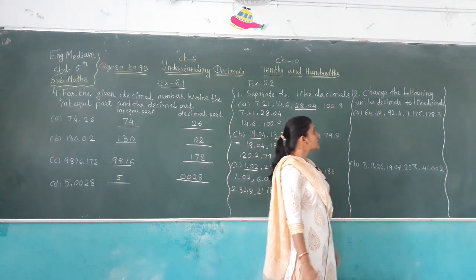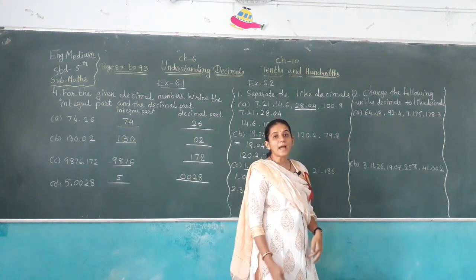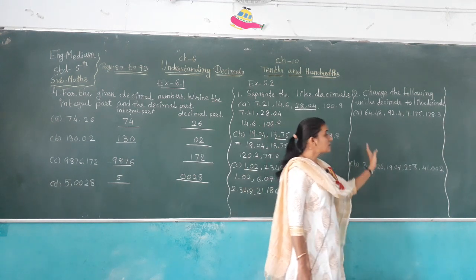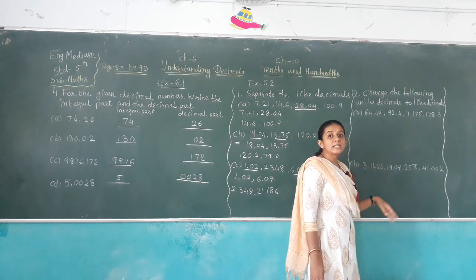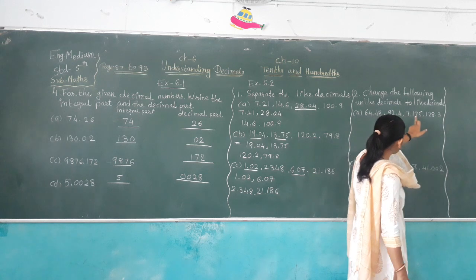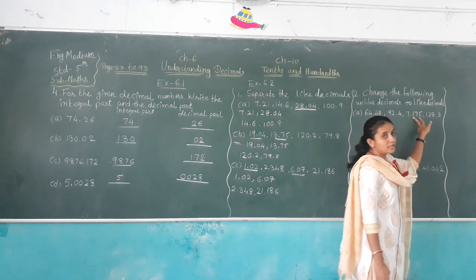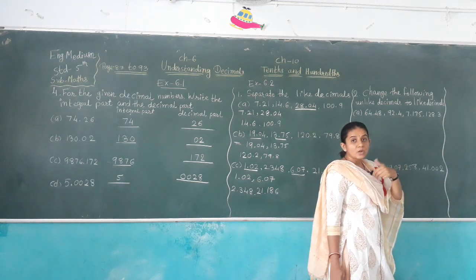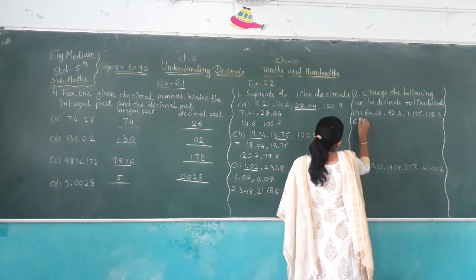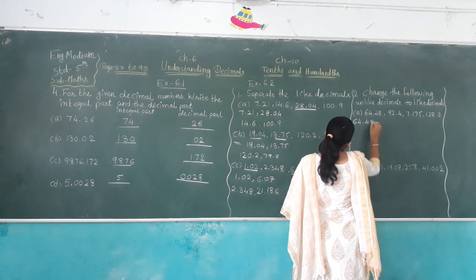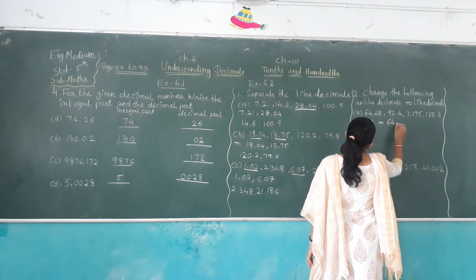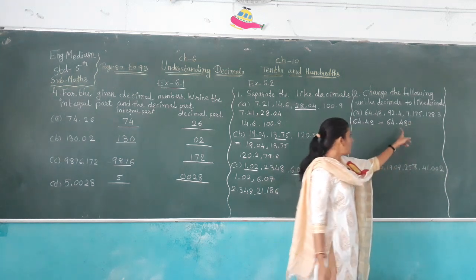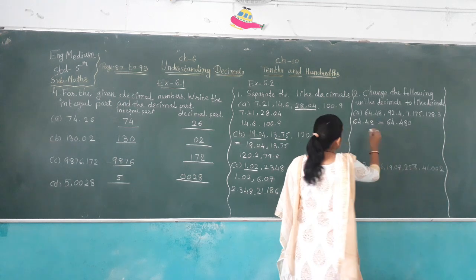Now next question: change the following unlike decimals to like decimals. First we find how many digits are there after the point. Here 2, here 1, here 3 and here 3. So every number will have 3 digits after the point. First, 64.48 is equal to 64.48, here keep one 0, so after the point there are 1, 2 and 3 digits.